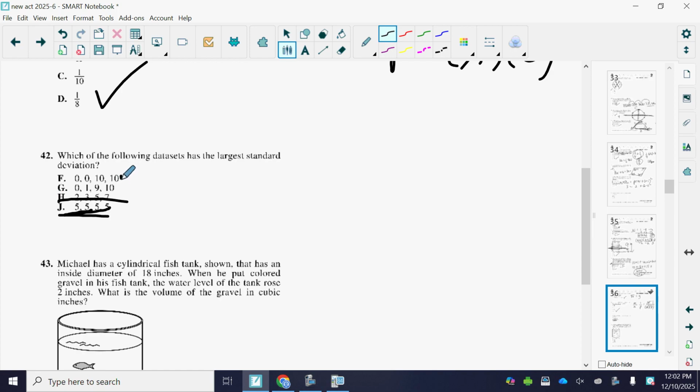I think it's F, because the mean of both is 5, and these are all 5 away, and these two are only 4 away, huh? So F is going to have the largest deviation.